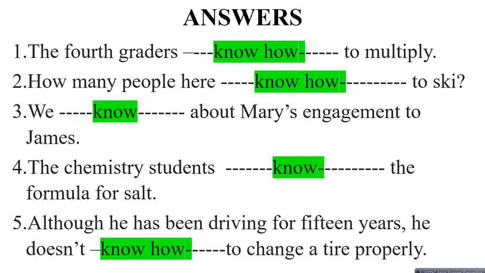Now question 5. Although he has been driving for 15 years, he doesn't know how to change a tire properly. So after the blank you have a verb in infinitive form, to change, so you will just proceed straight with the verb know how. So by now you have clarity that after the blank you simply have to see what is present. If it's an infinitive verb form, then without second thought you have to place know how.